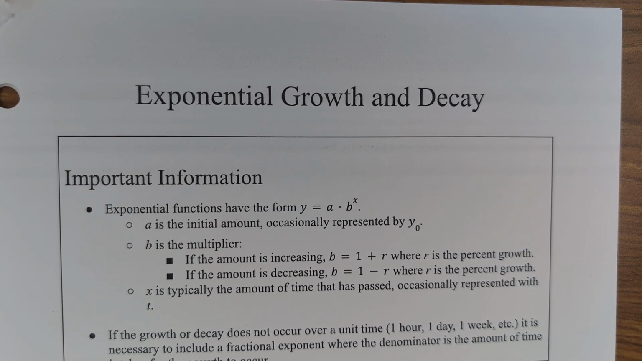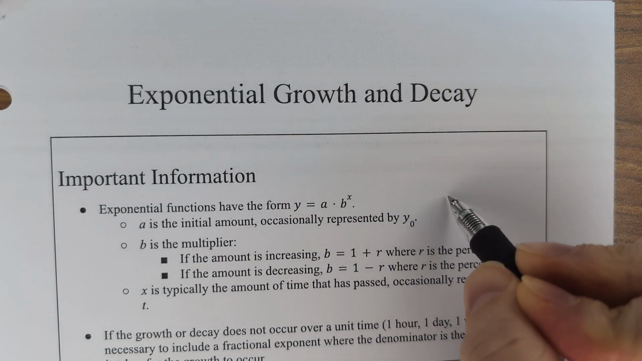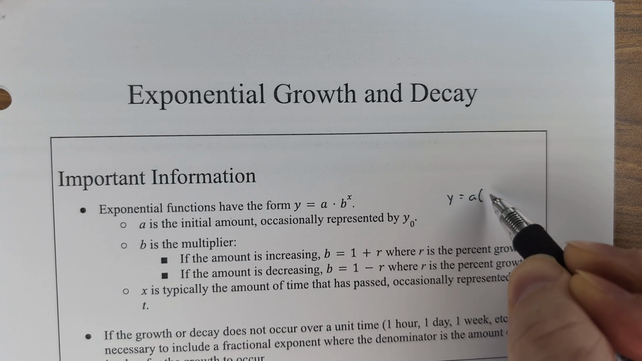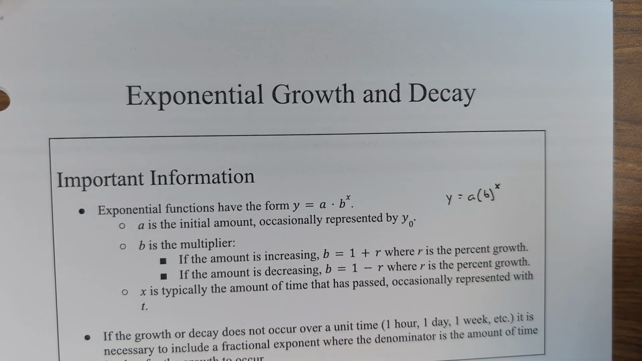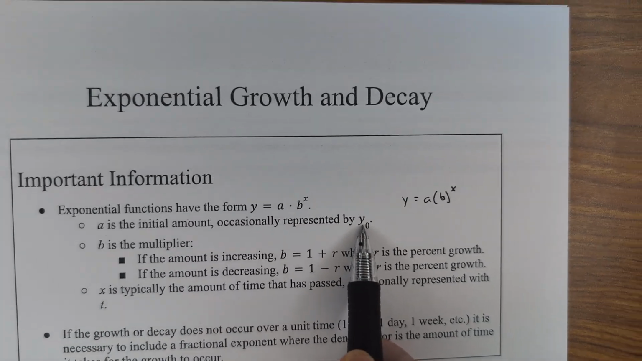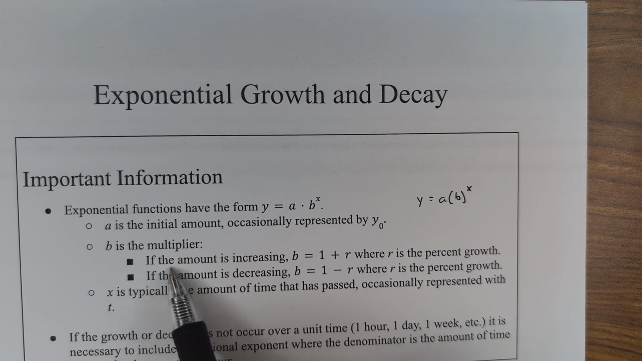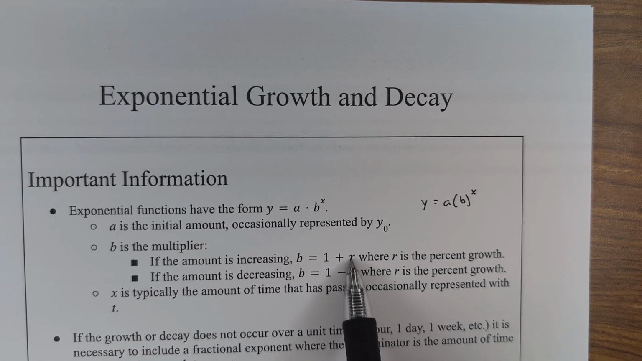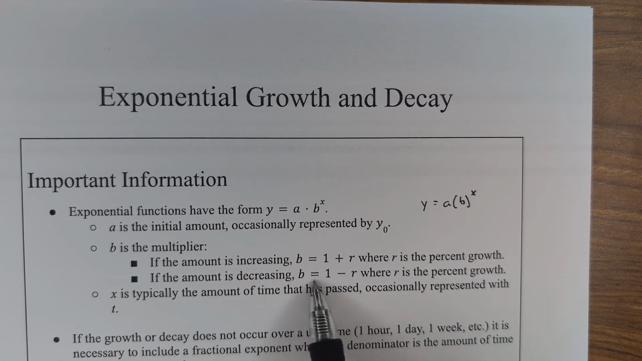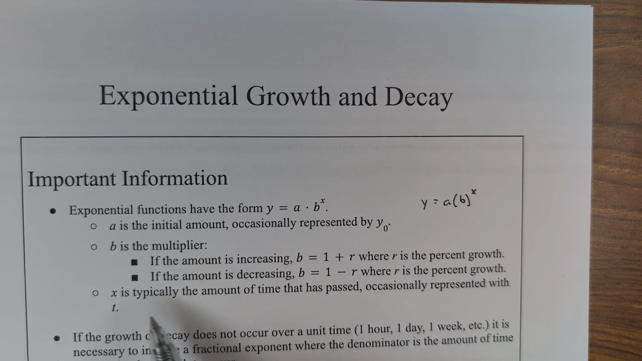All right, so here we got the notes for exponential growth and decay. Just a general form of exponential function, a times b to the x. You'll sometimes see it written like this as well, where the b goes in parentheses, but it means the same thing. So a is the initial amount, occasionally seen as y0. B is our multiplier. So if our amount is increasing, 1 plus r, where r is our percent growth, or decreasing, 1 minus r. X is typically the amount of time, occasionally represented with t.